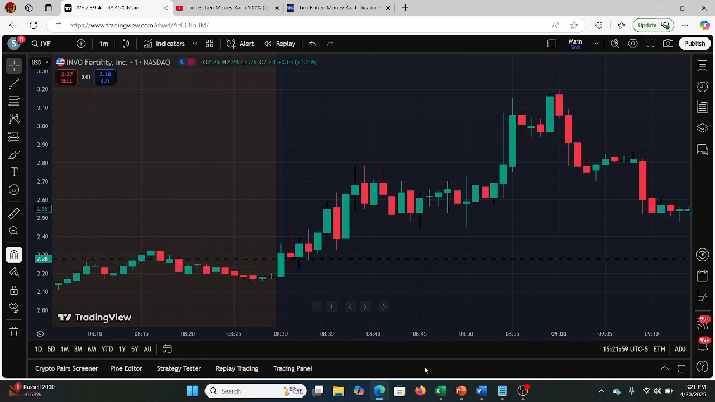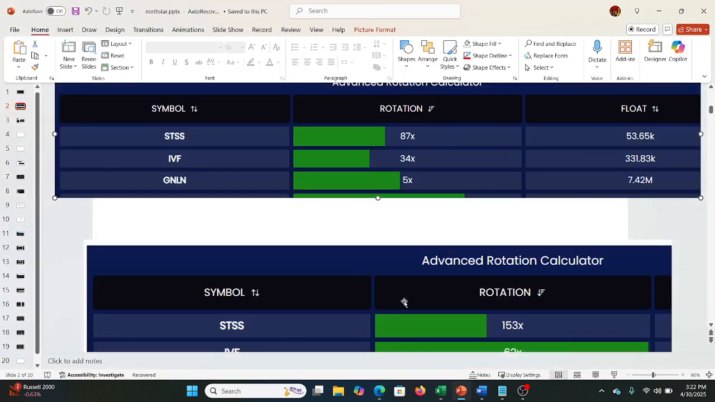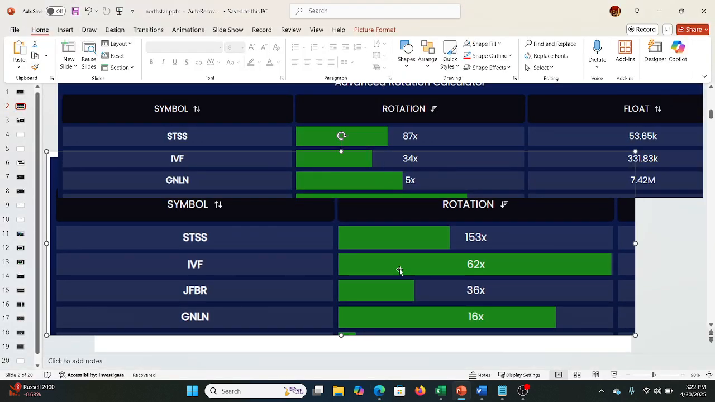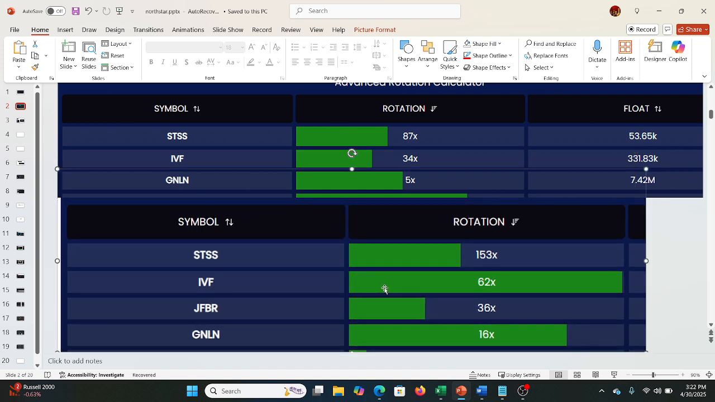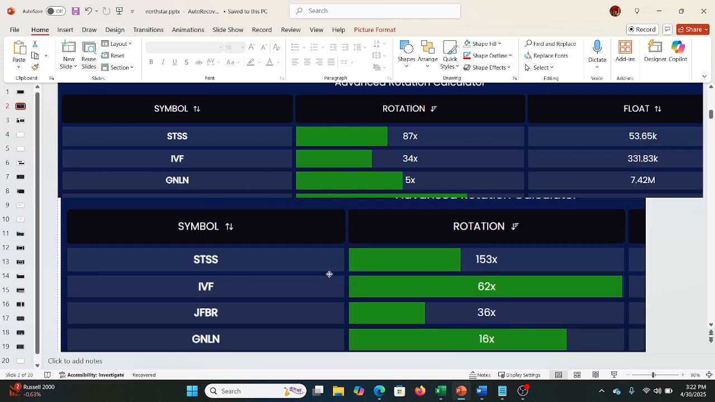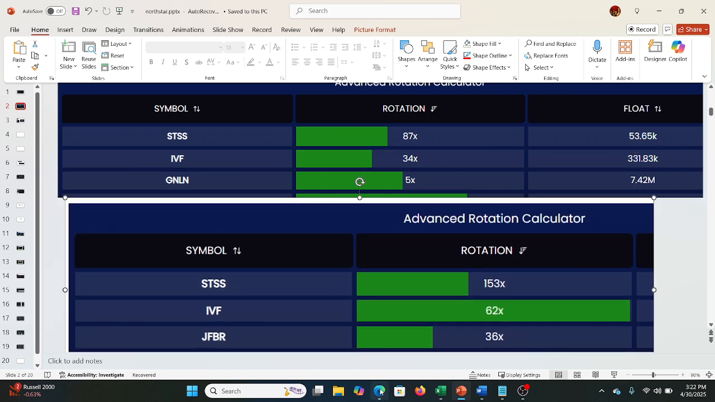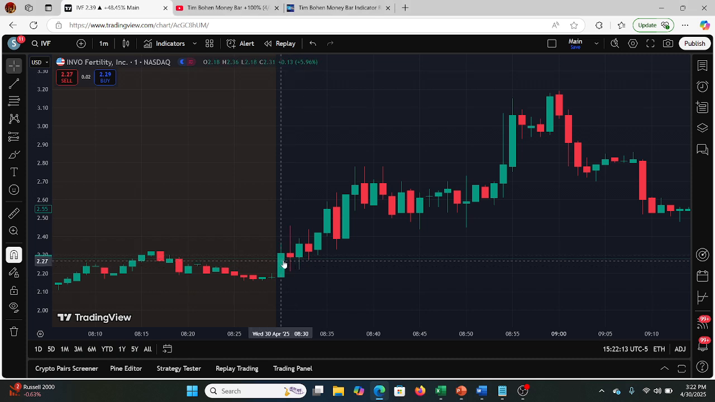And as the market opened, we actually saw the float start to rotate rapidly. This is a snapshot showing it went to 62x pretty quickly. So this indicates that you're looking at something that's probably going to take off, at least in the short term. And that's exactly what happened. You can see the price moved up from 225-ish, just all the way up.